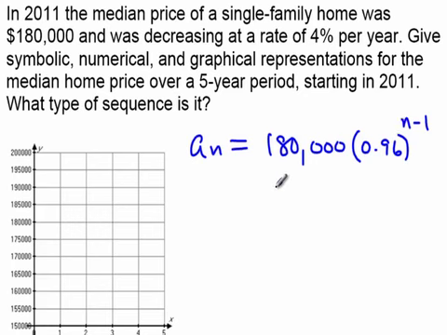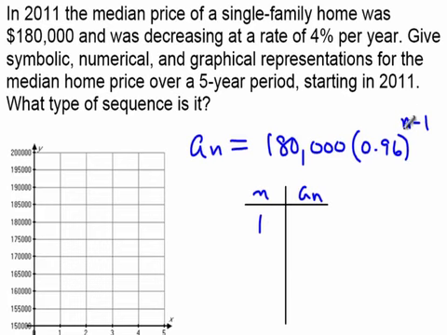So here is our symbolic representation of the sequence. A sub n equals 180,000 times 0.96 to the n minus 1. Now we'll come up with a numerical representation, or a chart. So make a table of values. So we'll have our n value and our A sub n value. So we'll start by letting n equal 1.